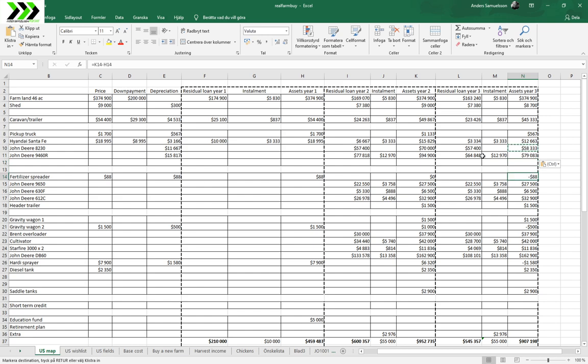This fertilizer spreader should be 0. John Deere 9. So how much would that depreciate? So just trying to figure out how much everything we own is worth. Gravity wagon. Same thing there.